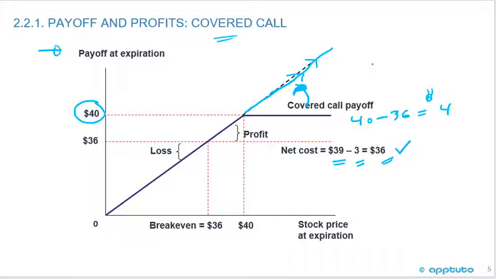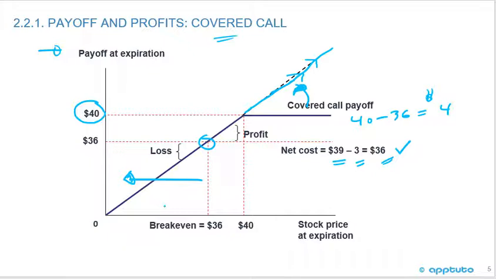But again, if I got called out, I have the cash. I can rebuy the stock and sell more calls and roll over the position, okay? So we can see here we have a loss. So our break even is $36. We talked about that. We have a loss if the stock price is less than $36. But again, that's an unrealized loss. It's only a real loss if I sell the stock.